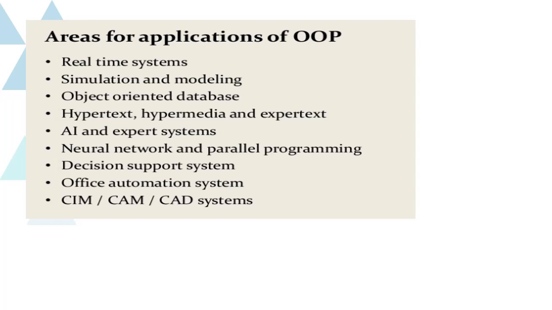Now let's understand areas for application of object-oriented programming, or we can say some examples of object-oriented programming. Real-time systems come under object-oriented programming. Simulations and modeling are other examples of OOP. Object-oriented databases, hypertext, hypermedia and expert text, AI (artificial intelligence) and expert systems, neural networks and parallel programming, decision support systems, office automation systems, CAD/CAM systems. These are all applications of object-oriented programming.